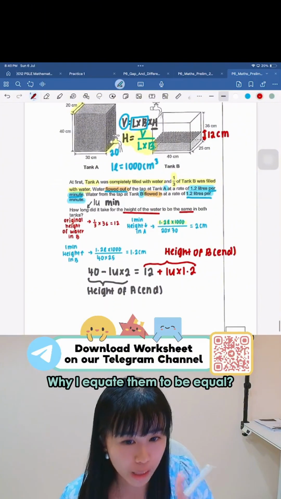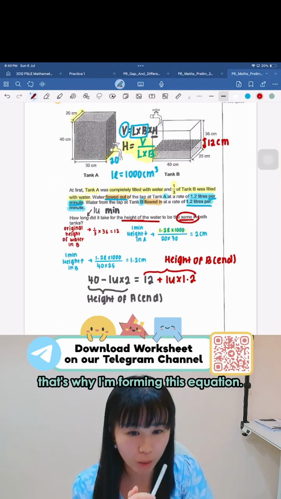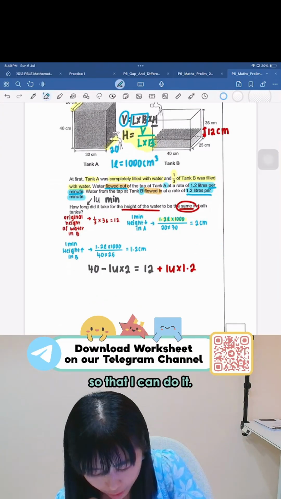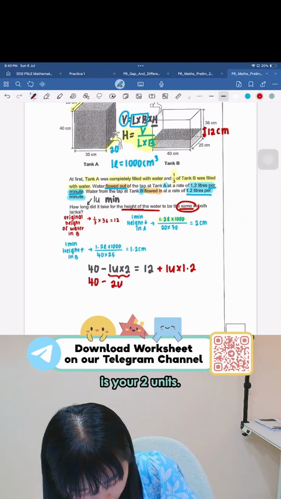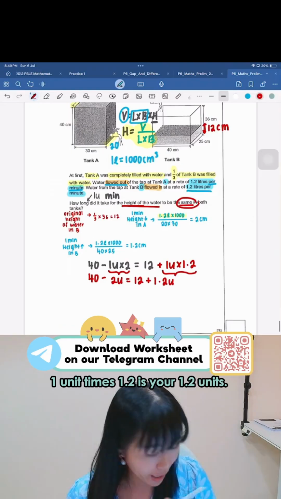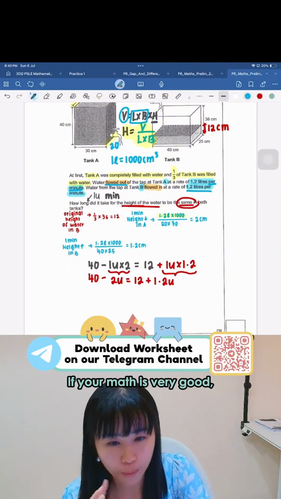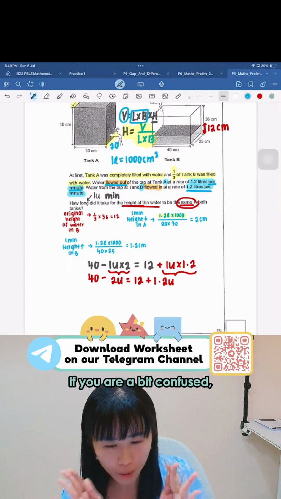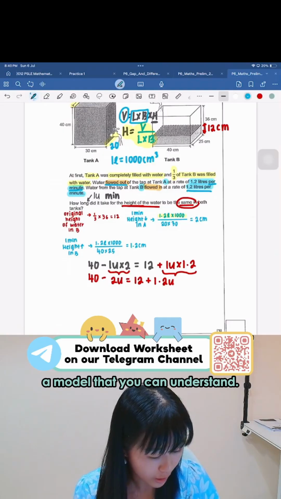Why do I equate them to be equal? Because they say the height of the water must be the same. That's why I'm forming this equation. Okay, if you can understand, now I'm going to erase all this so that I can do it. So I have 40 minus 1 unit times 2, which is 2 units. 1 unit times 1.2 is 1.2 units. From here, how do you solve this equation? If your math is very good, you know, bring over all that. Okay, go ahead. But if you are a bit confused, and don't know what to do, I'm going to show you a model that you can understand.